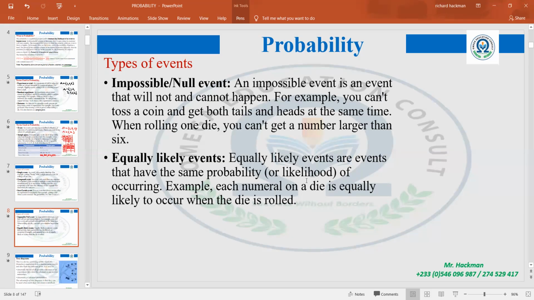And again, equally likely events. When we say that two events are equally likely, it simply means that they have the same probability of occurring. If I have a coin and I toss the coin, I know I'm going to get either a head or a tail. Is that not it?